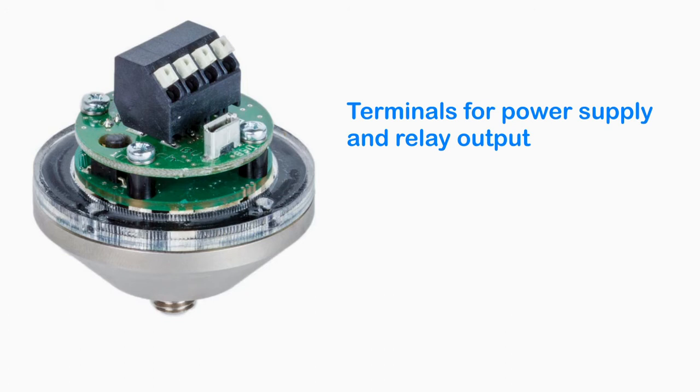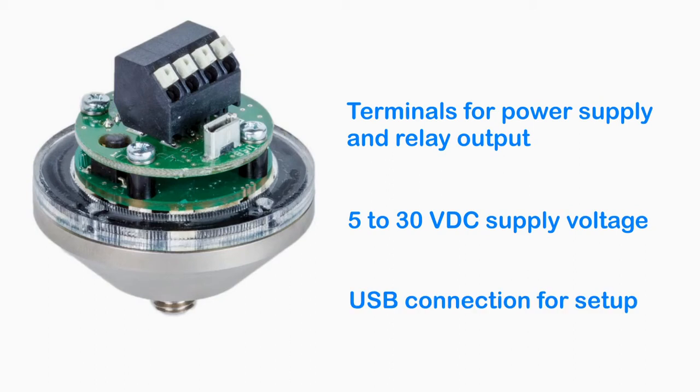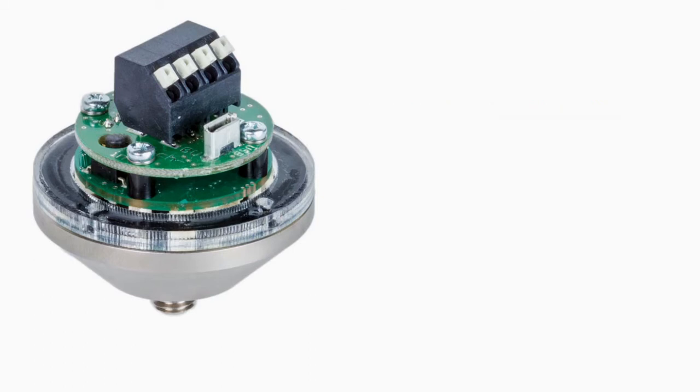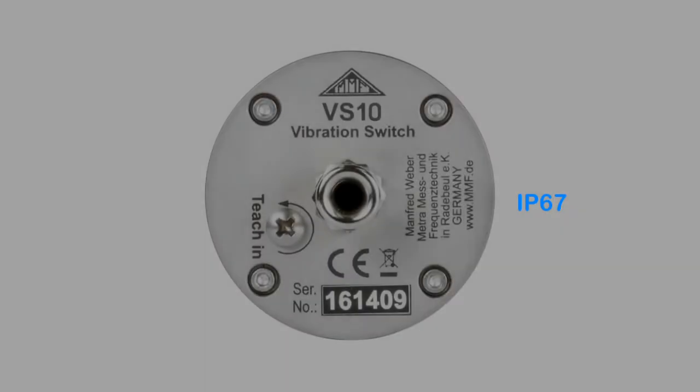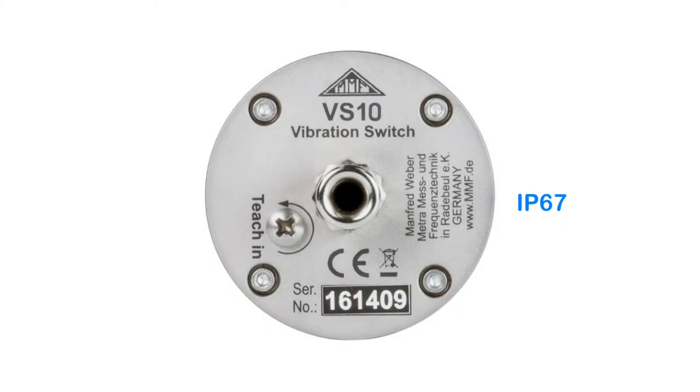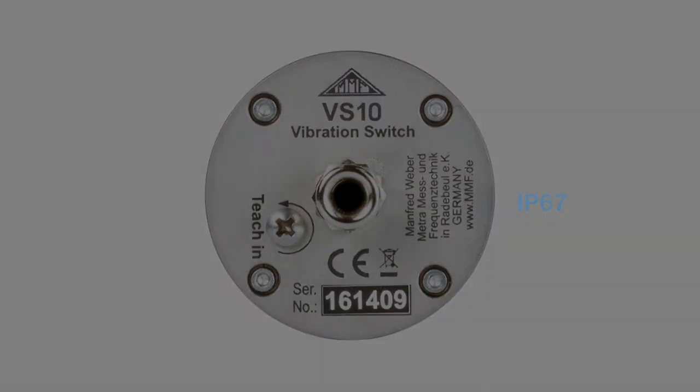Signaling of alarms is done via the relay switch output. The connection of the relay contacts, and the power supply, is done via terminal blocks, which become accessible after opening the lid. For operation, a supply voltage between 5 and 30 volts DC is needed. Inside the case is also a USB socket, for setting up the device. A 4-wire connection cable is inserted through a waterproof cable gland. The vibration switches have a protection grade of IP67.